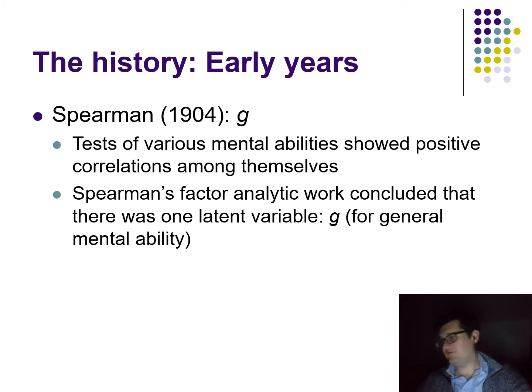And basically what he noticed was that various tests of mental abilities all showed positive correlations with one another. In fact, the original work here was based on different subjects amongst British school children. And so things that probably shouldn't have a lot to do with each other. Like if you did well on math, you also probably did well on classics. If you did well on English, you probably did well on French. If you did well on music, you probably did well on math.